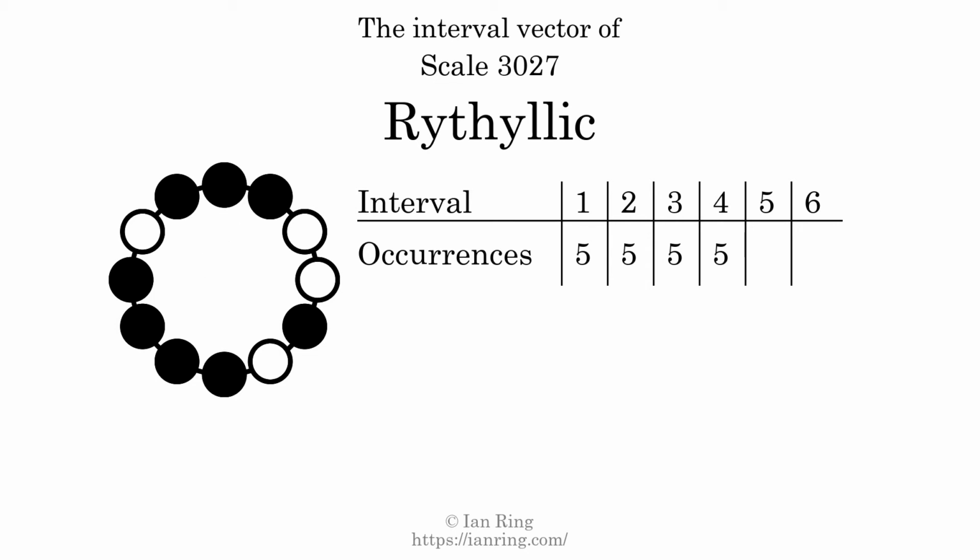There are 5 intervals with the size of 4 semitones. They are here, here, here, here, and here. There are 6 intervals with the size of 5 semitones. They are here, here, here, here, here, and here. There are 2 intervals with the size of 6 semitones. They are here, and here. Each interval does not appear in this scale a unique number of times, so this is not a deep scale.